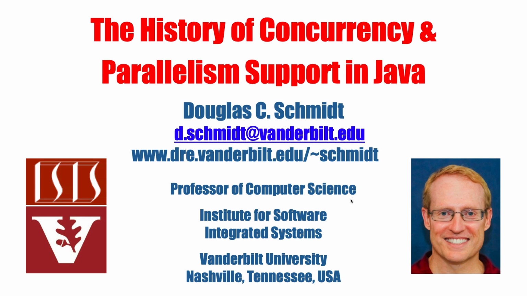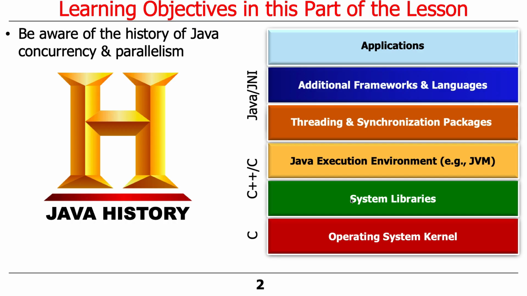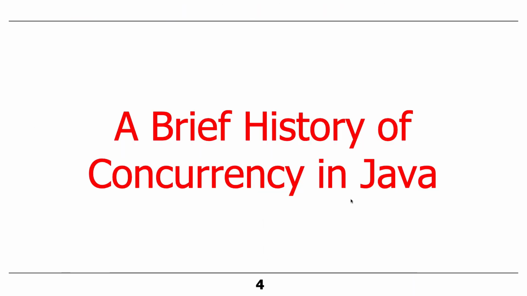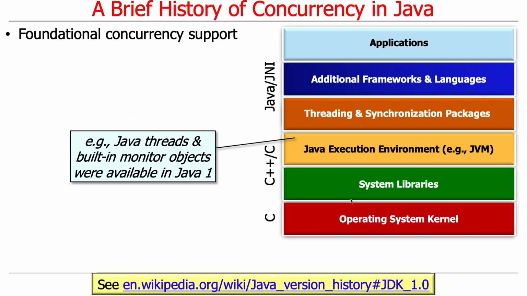This next lesson will talk about the evolution of concurrency and parallelism in Java over time. If you know much about the history of Java, Java first came out in the mid-90s. It was available before that for internal use at Sun, but it was released in the '95, '96 timeframe. You may know some of this, but unless you've been really a student of the history of Java, some of this may be new. So let's talk first about the history of concurrency support in Java.